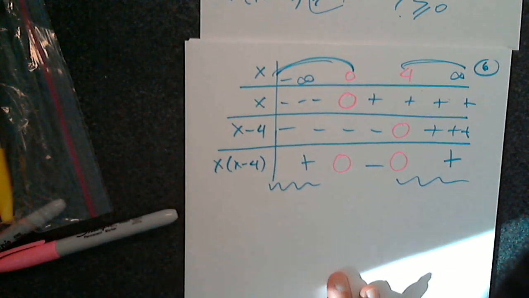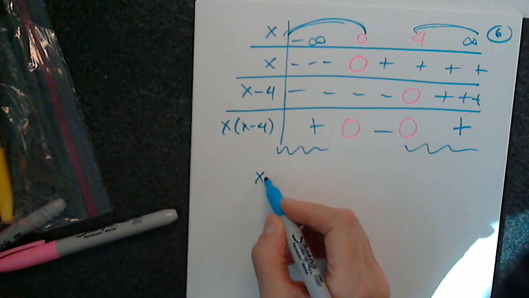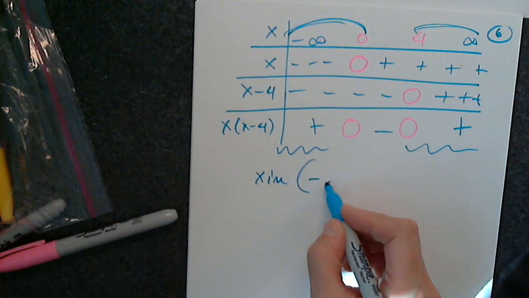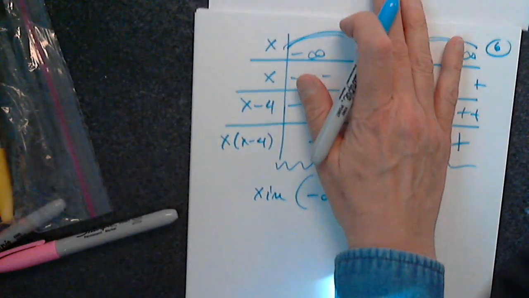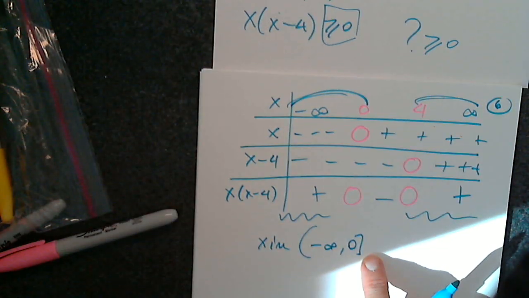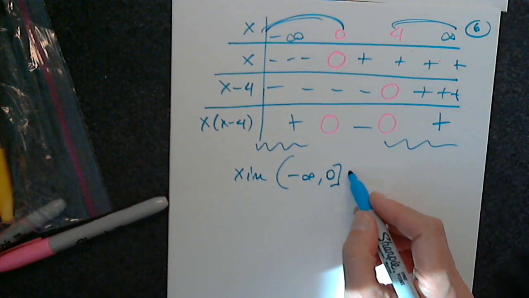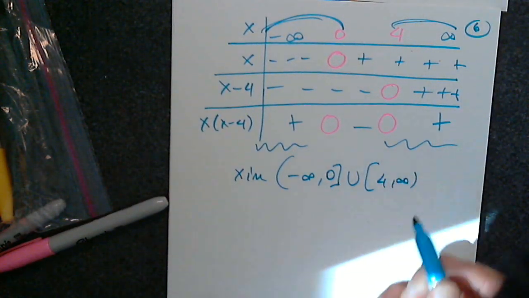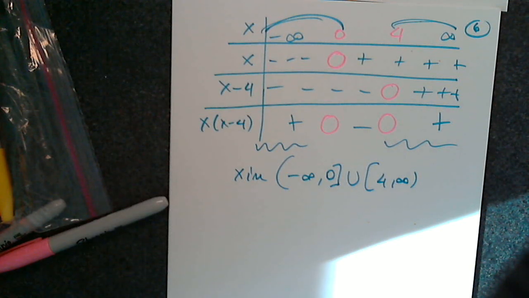So finally, in order to write the solution, I will say x in the interval, negative infinity to 0, because I have the equal symbol, I have to use a bracket, and then union 4 to infinity. That's the end of chapter 3, but I'd like to go to the rational inequality, and then go back to word problems from the previous section.